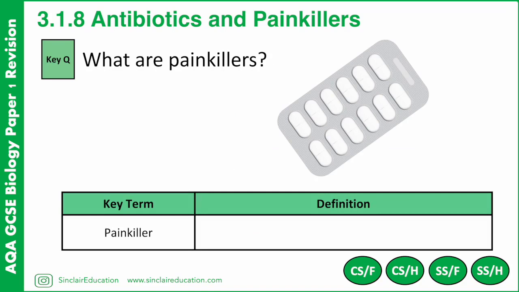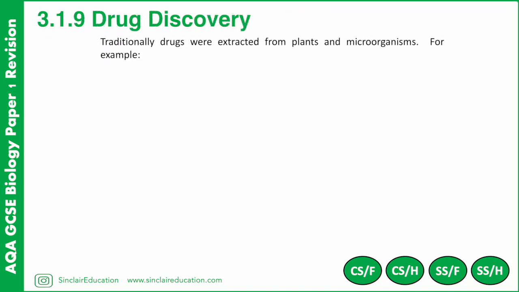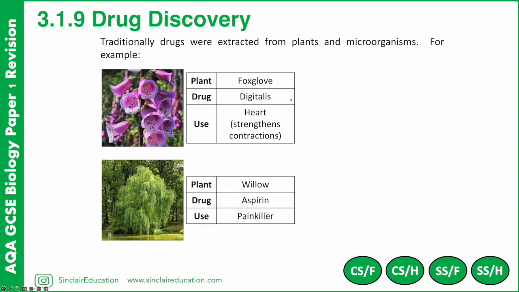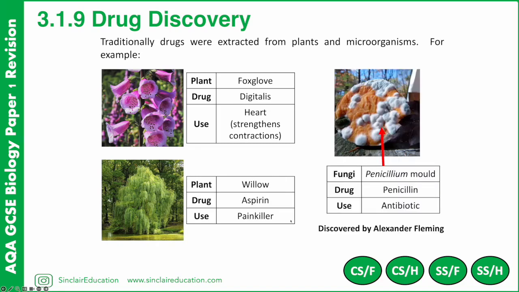The other round of drugs is painkillers, and these do not treat infections but can reduce the symptoms and make people feel more comfortable. Now, there are some drugs in the specification that have been around for quite a while, and they're often one-mark factory recalls. So Foxglove contains a drug known as digitalis, and has been known to strengthen heart contractions. Willow contains a drug known as aspirin, which has been used as a painkiller for a long time. And we also have the fungi known as penicillium that produces the drug known as penicillin, and we use this as an antibiotic, and this was discovered by Alexander Fleming.